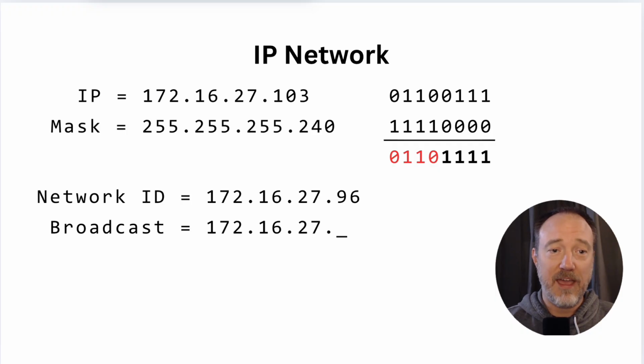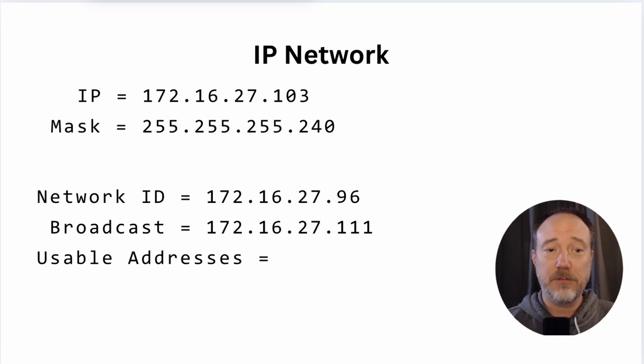And when we set those last 4 bits to a 1, we convert the entire octet to decimal and not just the host bits. So this is where some people get tripped up a little bit. Don't forget to include all 8 bits when doing the conversion to decimal. So this gives us a decimal value of 111. So the broadcast address is 172.16.27.111.